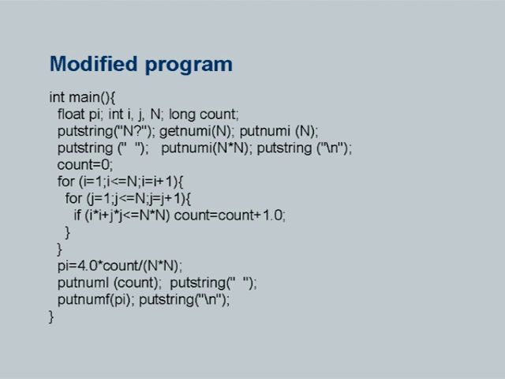I am now defining pi to be float, i, j, n to be int, and count to be long. As I mentioned to you, when I executed this program on my computer, it still did not give any different result. And that is because long turned out to be only 4 bytes. And therefore, the value of count, which was actually increasing beyond the capability of 4 bytes, was not accommodated. Similarly, the value of n square, i square, j square also could not be accommodated as they became larger.